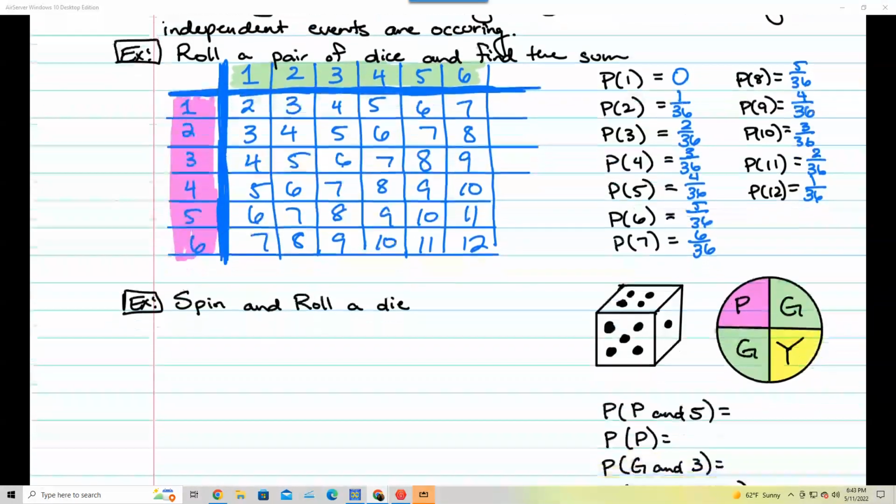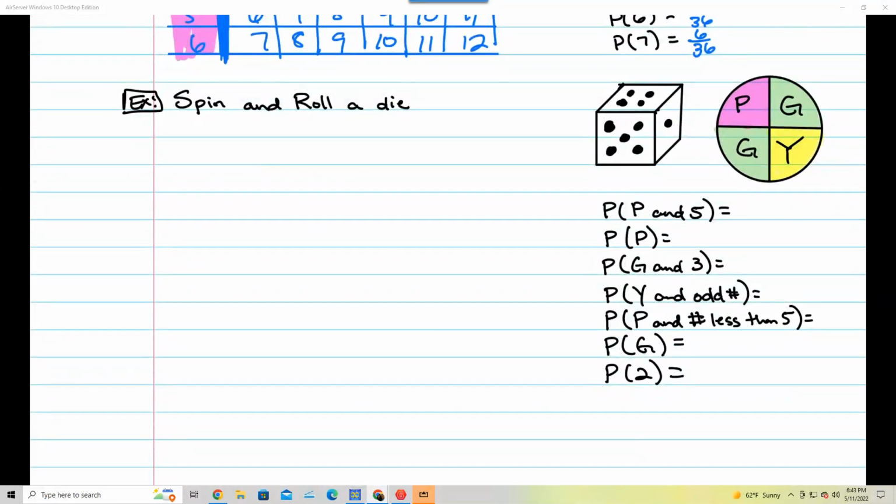All right. And this is going to be our last example. I'm going to be doing another experiment, but this time I'm going to spin this spinner over here, and then I'm going to roll a die. Because there's only 2 things happening, I'm spinning and I'm rolling, I'm going to go ahead and use a probability table again. So let's see. I'm going to go ahead and draw my really, really dark line right here. And I'm going to go ahead and label that this is coming from my spinner.